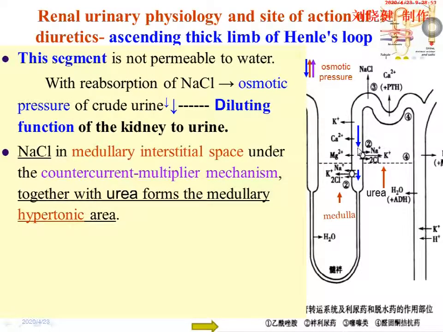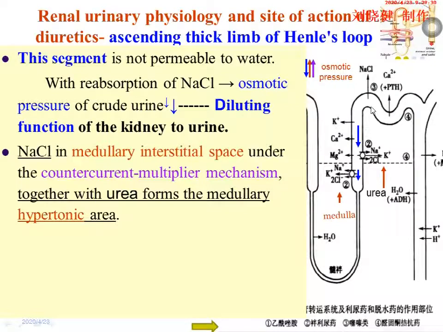So with the reabsorption, the osmotic pressure of the interstitial space is increased. So this is the diluting function of the kidney to urine. And sodium chloride in the medullary interstitial space, under the countercurrent multiplier mechanism, together with urea, forms the medullary hypertonic area. In this medullary interstitial space, the osmotic pressure is relatively higher.